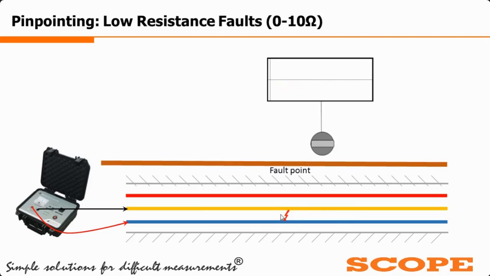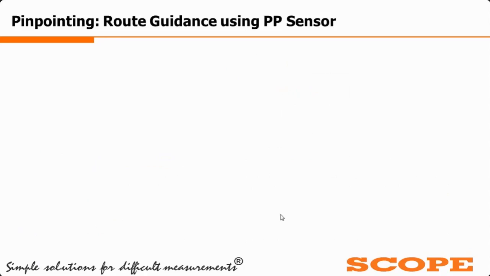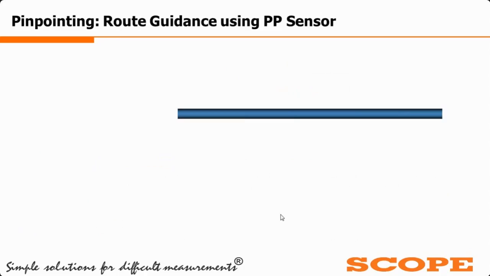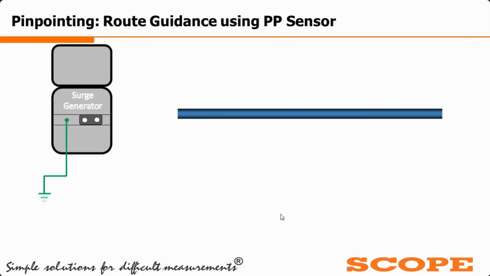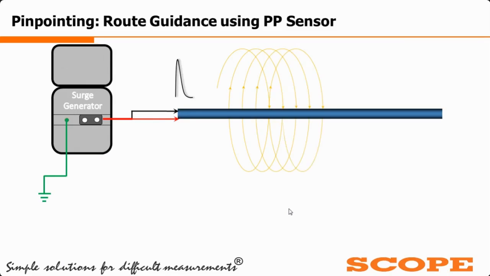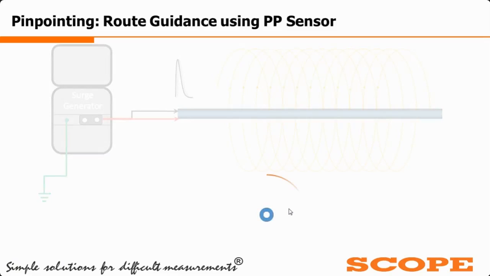In this way, we can easily pinpoint low resistance faults using Scope's audio generator and tracer receiver instruments. Now, there is also one more feature we provide while pinpointing. Let us consider we are using the pinpointer set along with the pinpointing sensor. This is a faulty cable in which we have connected the surge generator for pinpointing a high resistance fault. Whenever we apply surges to the cable, a magnetic field, as I already explained, is produced around the cable.